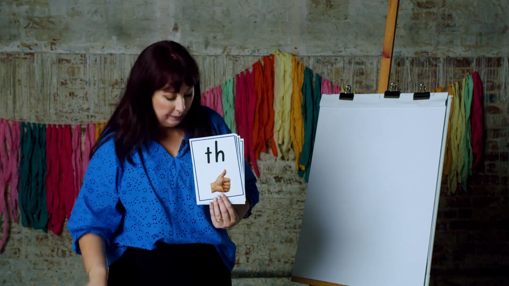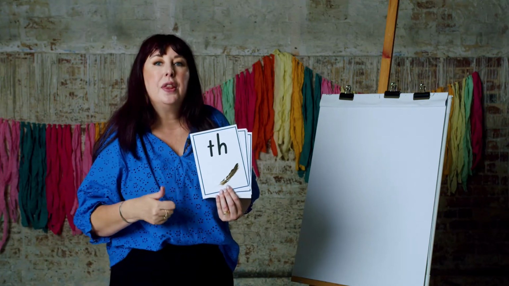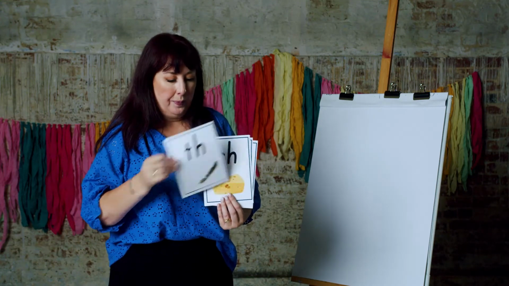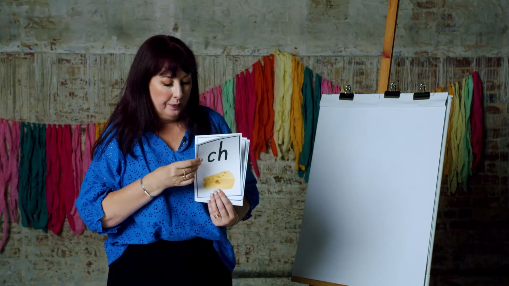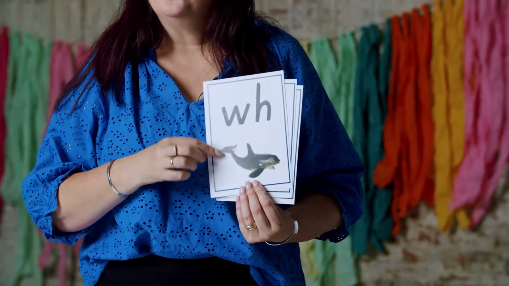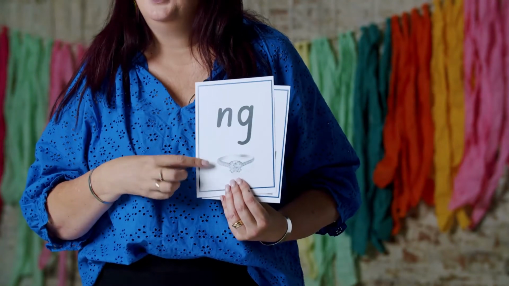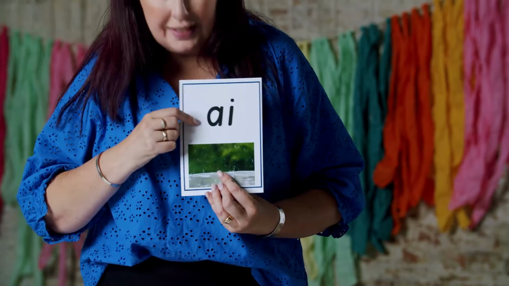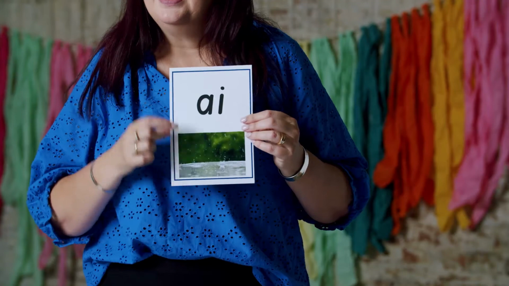CK, duck, K. SH, shell, sh. TH, thumb, th. And the second sound TH makes, feather, th. CH, cheese, ch. WH, whale, w. NG, ring, ng. And our new sound from yesterday, AI, rain, A.